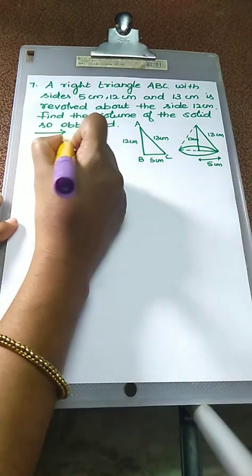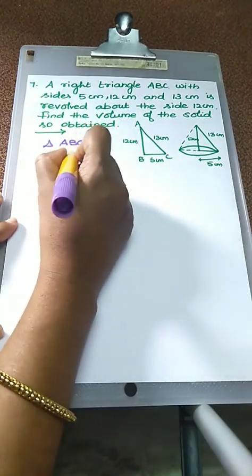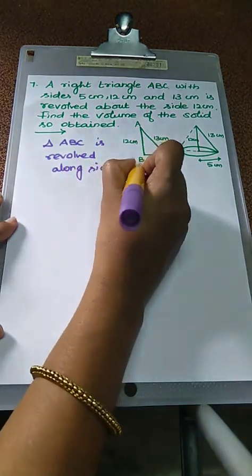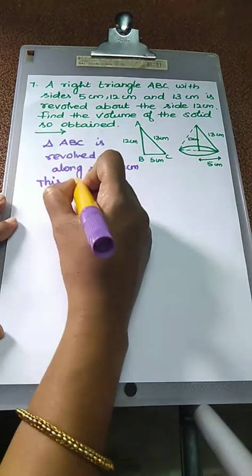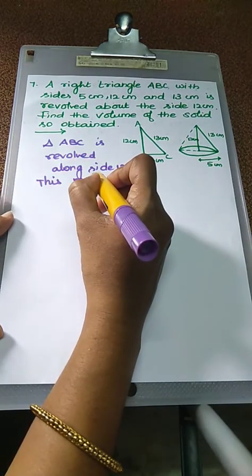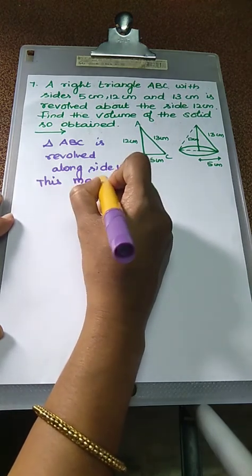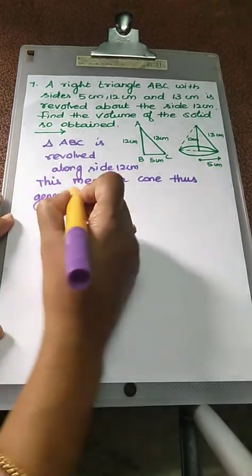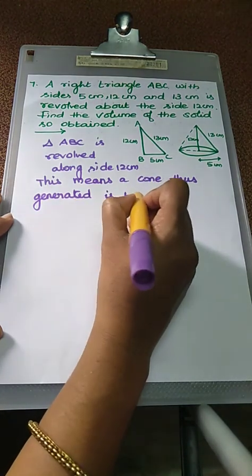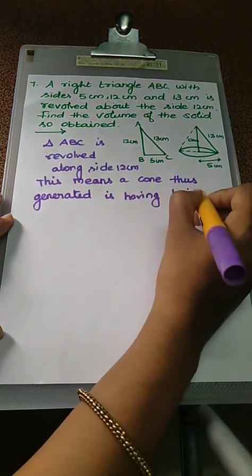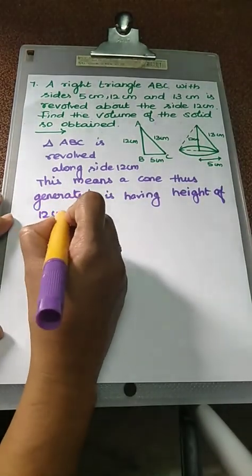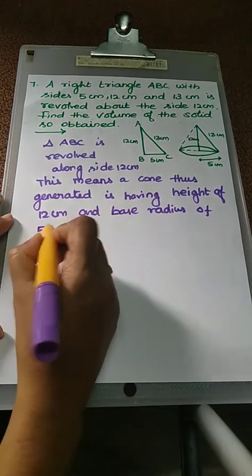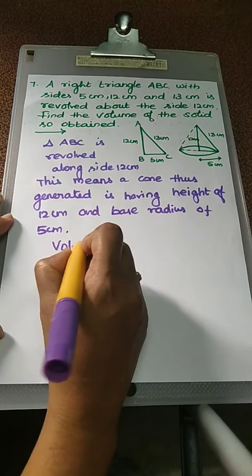What is given? Triangle ABC is revolved alongside 12 centimeter. That is mentioned. Actually, this means a cone thus generated is having height of 12 centimeter and base radius of 5 centimeter. So mention it. This means a cone thus generated is having height of 12 centimeter and base radius of 5 centimeter.